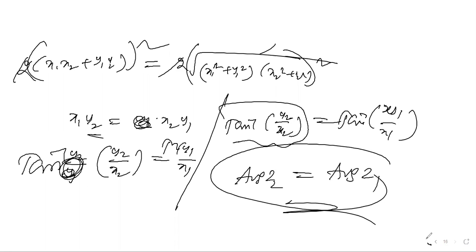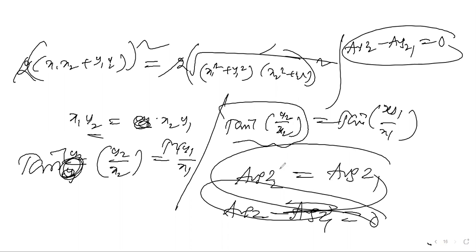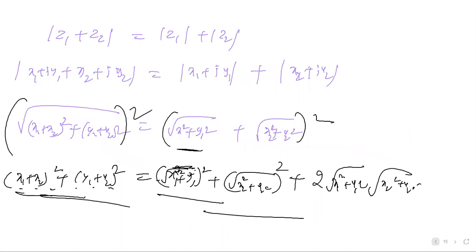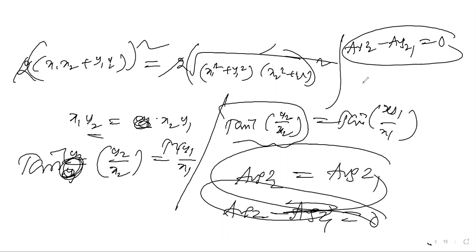This is what you required to prove: arg z1 minus arg z2 is equal to 0. Can I write it like this? Arg z2 and arg z1 come to the left side with a minus, and the answer is 0. That is what you required to prove for the given question. Is it clear, any doubt? They mention arg z2 or arg z1, what is wrong? Both are the same. This is the way we got the answer for the given question.